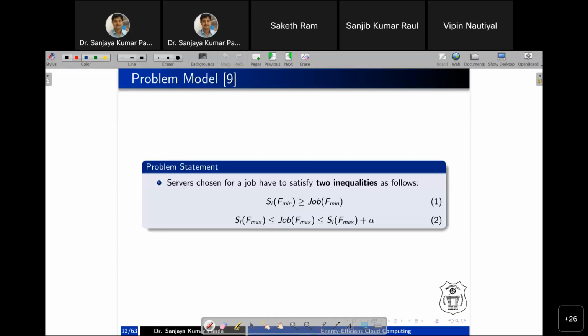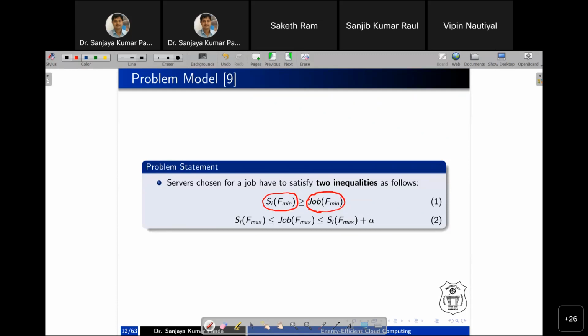So there are two inequalities we have to check, right? The first inequality says that the server's minimum frequency should be greater than or equal to the minimum frequency of the job. This is the minimum frequency of a particular job, and this is the minimum frequency of a particular server. So we'll check the first inequality. If the server's minimum frequency is greater than or equal to the job's minimum frequency, that is sufficient. That particular server can execute that particular job.